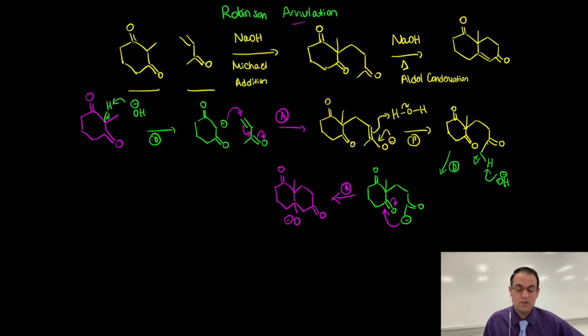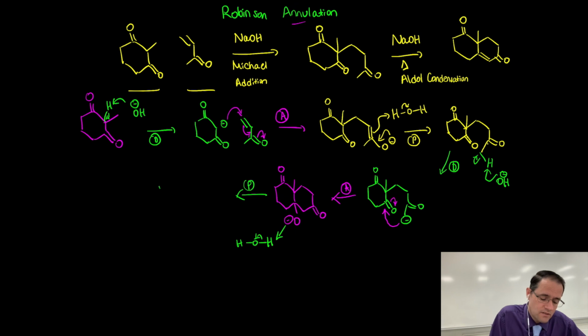Okay, and it looks like an alkoxide, doesn't it? So now what we want to do is protonate this guy. So this is going to react with water that's in the reaction solvent, okay? And we protonate that guy there. I'm trying to draw very small to fit all of this on the same slide. I don't know how successful I will be.